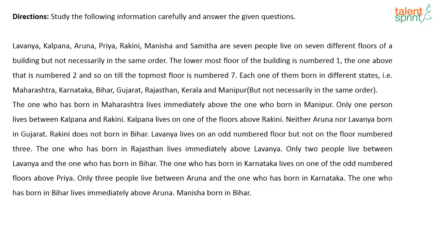Now moving on to the next question. The next question is there on your screen. So this is again a question, it's a floor puzzle. So read the question. What's given? Lavanya, Kalpana, Aruna, Priya, Ragini, Manisha and Samita are 7 people who live on 7 different floors of a building, but not necessarily in the same order, and they belong to different states: Maharashtra, Karnataka, Bihar, Gujarat, Rajasthan, Kerala and Manipur. So you have to arrange them in the respective floors. So go through the question, take the next 1 or 2 minutes, solve it and tell me if you are done, and then we'll start solving it.